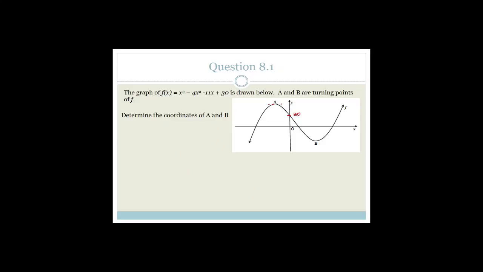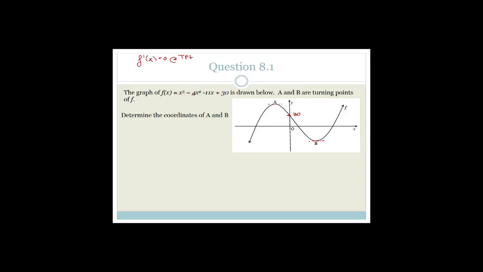And what is special about the coordinates of A and B? They are the turning points. And at the turning points, the gradients are equal to what? They are equal to 0, which means f dashed of x is equal to 0 at the turning points. So if I find the first derivative of this and I let it equal 0 and I factorize it and solve for x, I will find the x values of A and B. And after that, I can find the y values of A and B.